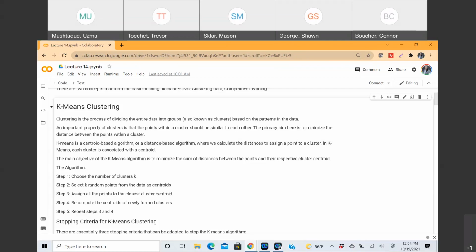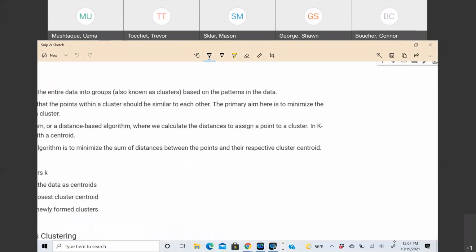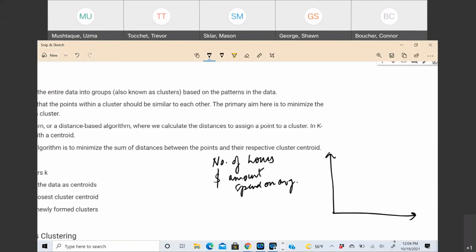So for instance, let me just draw this here. Let's say I have some data for customers in which I have the number of hours these people spend on my platform, right? So I can extract that data. And then the dollar amount maybe they spend on average, right? So let's say this is my feature space, just 2 features. So this is my dollar amount, and this is the number of hours, right?